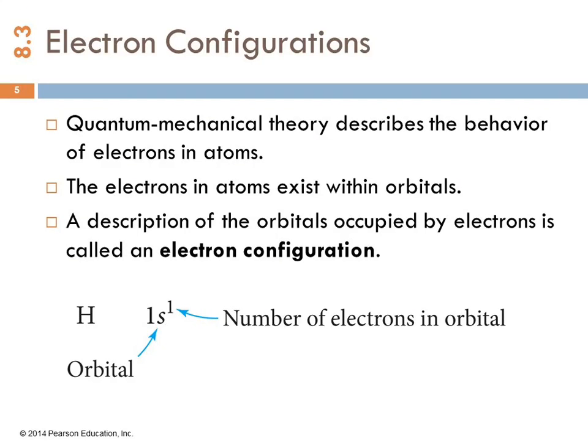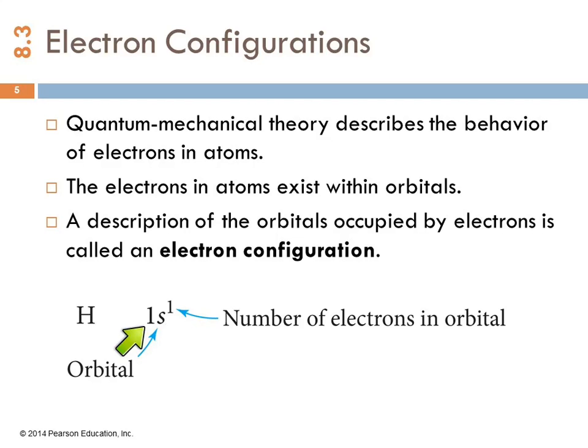So all that crazy stuff we're talking about with orbitals is actually related to the properties we see on the periodic table. Quantum mechanical theory describes the behavior of electrons. The electrons are found within orbitals, right? And we can describe the orbital by a series of quantum numbers, but we can also use a shorthand called electron configuration. So if we look at hydrogen, hydrogen has one electron.